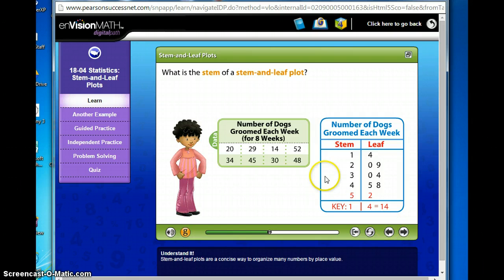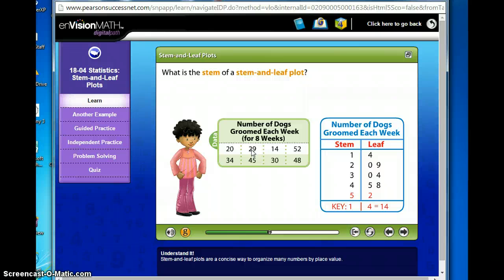Okay, so let's take a look at this. The stem is 1 and the leaf is 4. That came from 14. Here, the stem is 2, the leaf is 0. That came from the number 20. The stem is 2, the leaf is 9. That came from the number 29. Whenever you construct a stem and leaf plot, you go in numerical order. That's why our stems go in order here. Your tens digit is your stem.